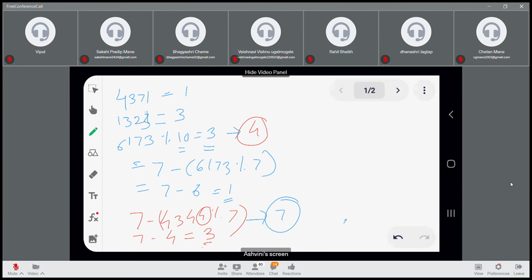Okay, take another number. Suppose your number is 1989. Calculate 7 minus 1989 mod 7. Tell me the answer. Ma'am, 1. 1989 mod 7 is 1. So 7 minus 1 is 6, isn't it? Yes, ma'am.